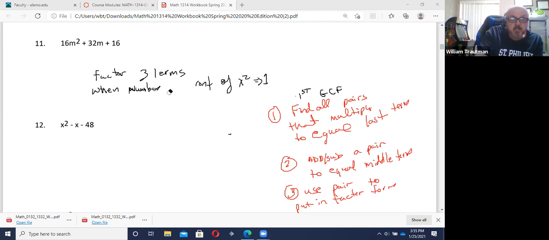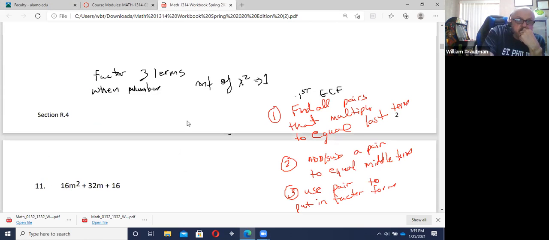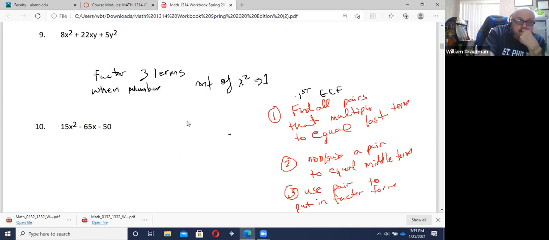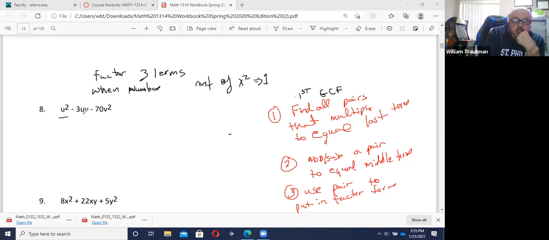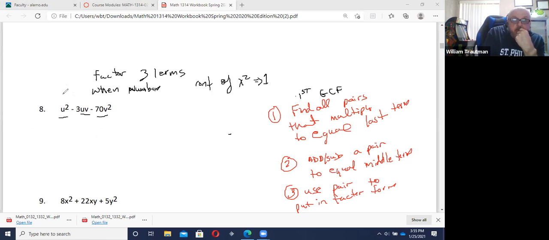All right, let's go up and see what else we can find. Factoring a 3 term. Let me see if I can find it. Number 8. Do you see how there's 3 terms? 1, 2, 3. And the number in front of x squared is 1, an invisible 1.